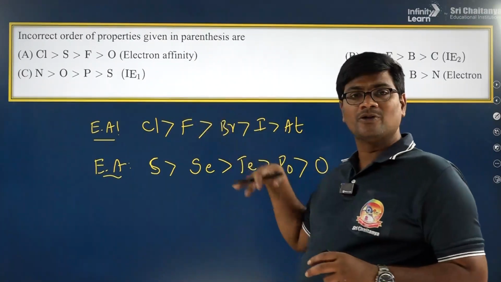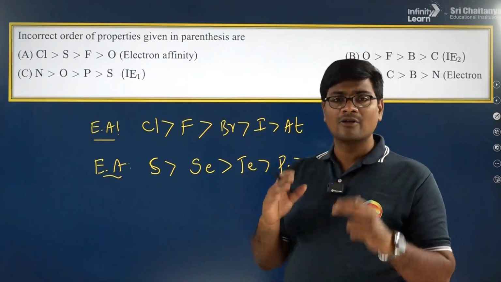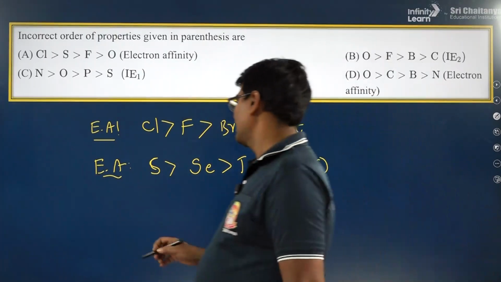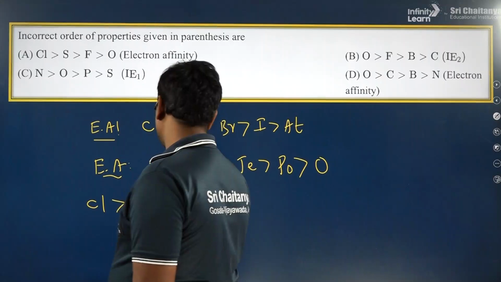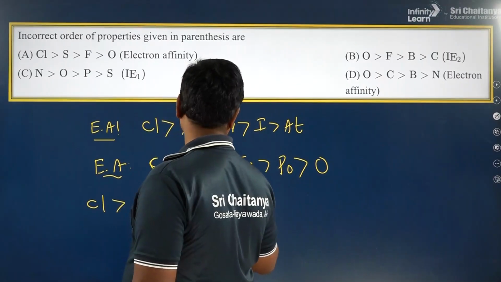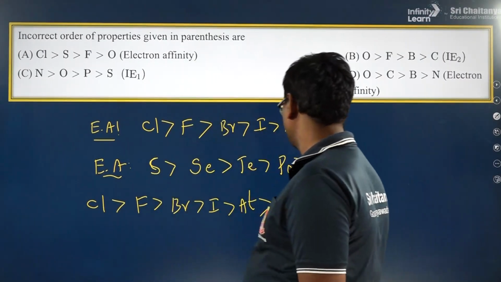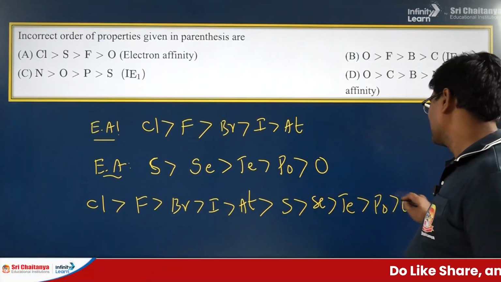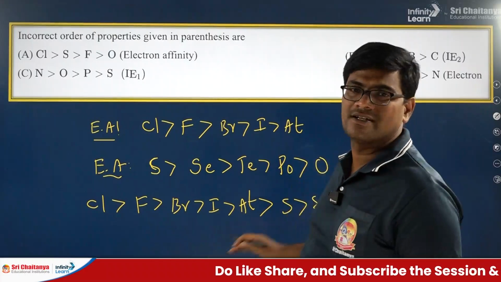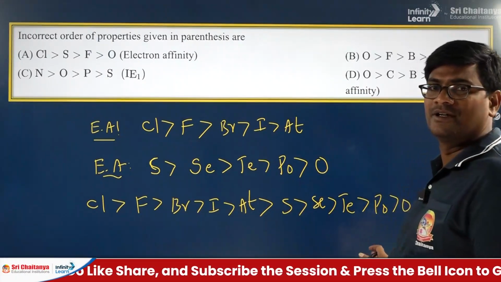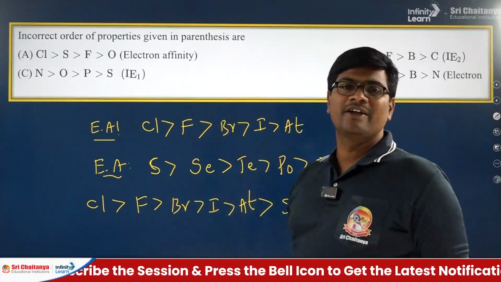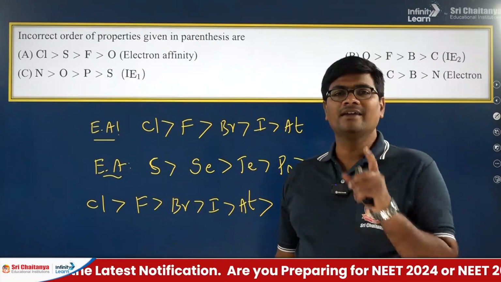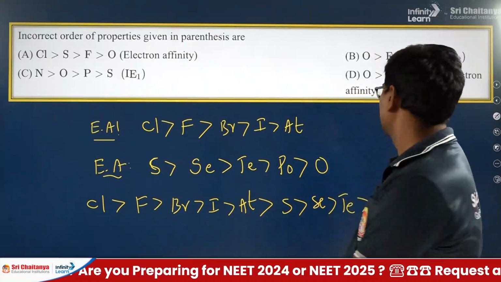So now if you compare both, which will have the highest? Obviously, halogens outnumber the chalcogens in case of electron affinity. If you go for the net trend: chlorine greater than fluorine greater than bromine greater than iodine greater than astatine greater than sulfur greater than selenium greater than tellurium greater than polonium greater than oxygen. So chlorine has the highest in these two groups, oxygen has the least value. If you compare chlorine, then what should we get? Fluorine. But what is given there? Sulfur. So obviously that is the incorrect option. So option A itself is incorrect.